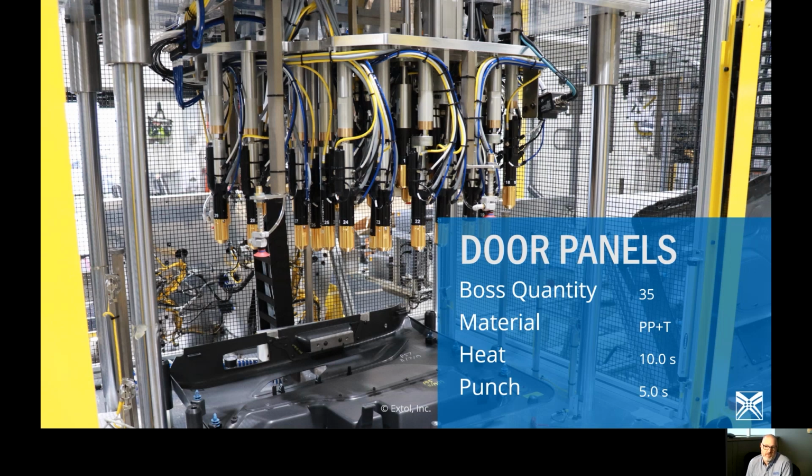So this is a small door panel. It's only got 35 boss locations on it. We see doors that have got upwards of 90, maybe 100 staking locations. And we can still do those all in one hit. So you can take an entire door and do it in less than 20 seconds, which is a huge advantage when you're comparing it to something that you have to shuttle or hit in multiple hits.